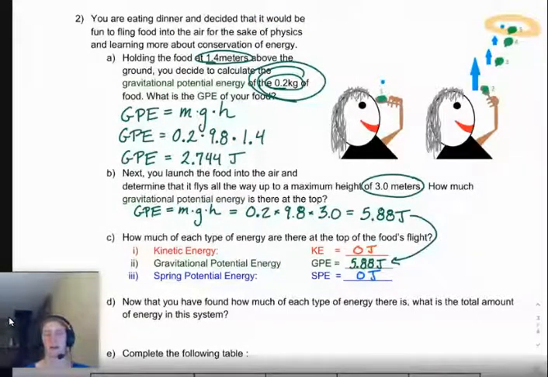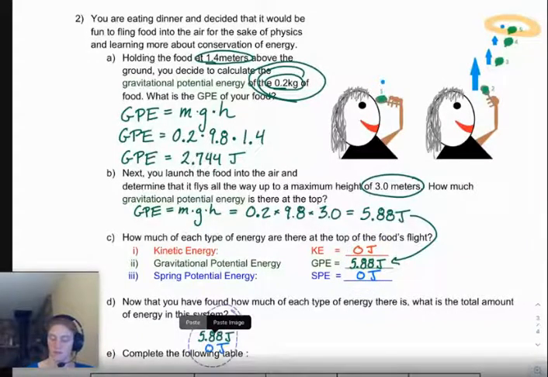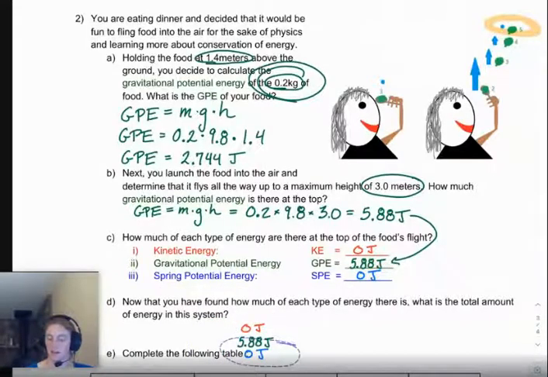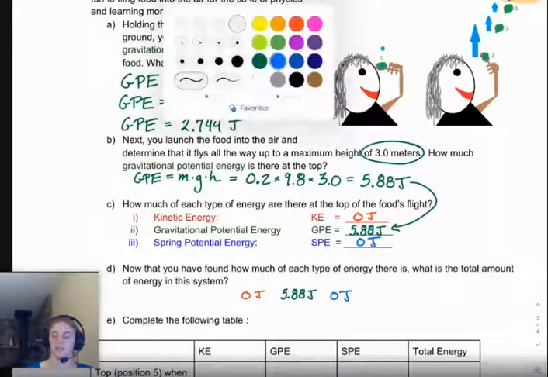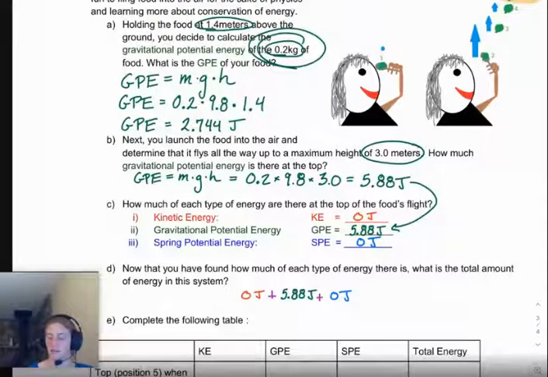So for part D, it says, now that you have found how much each of the types of energy there is, what is the total amount of energy of the system? So to find total energy, all I need to do is add all of the types of energies together. So I'm going to add 0 joules of kinetic plus the 5.88 of gravitational potential plus the 0 of spring potential energy. And so to get the total, I just need to add those 3 together, and I get 5.88 joules.